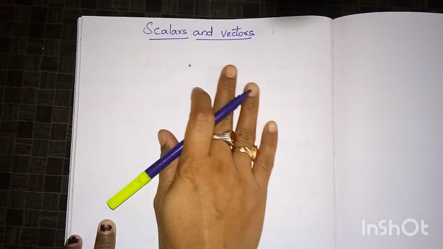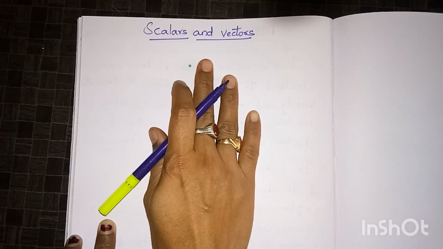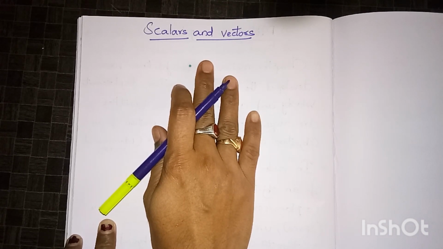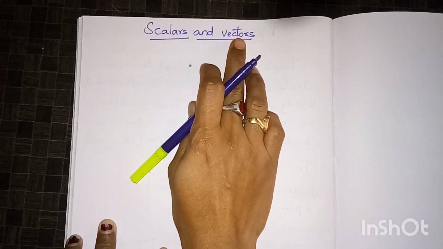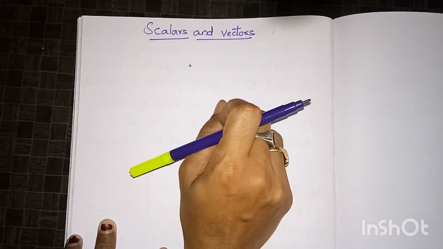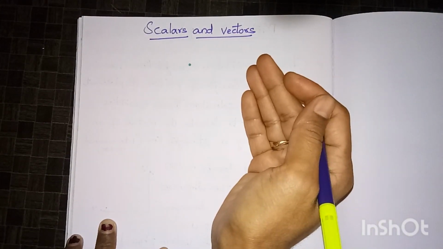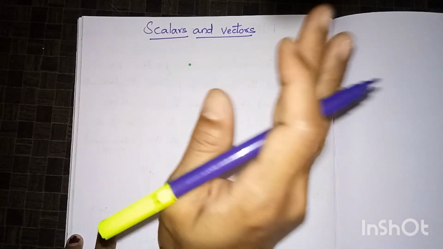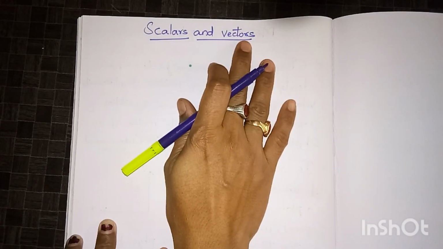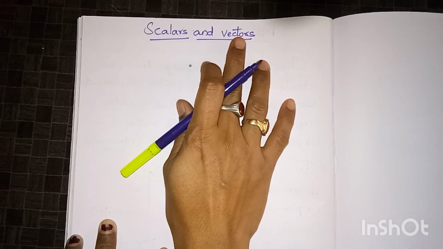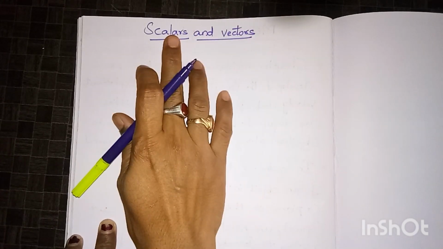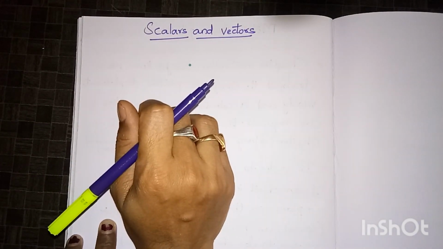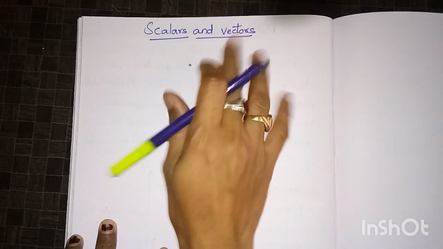Today we are going to discuss scalars and vectors. In motion in a plane, we discussed that to describe any physical quantity we use vectors. Before going to discuss vectors, we are going to discuss scalars also. What is meant by scalars and vectors?